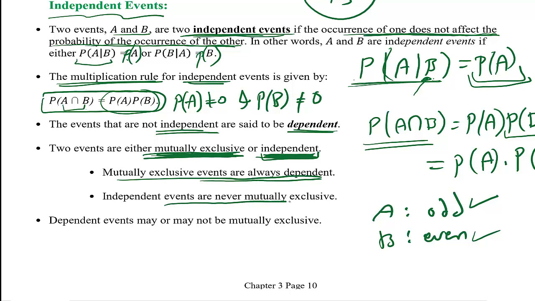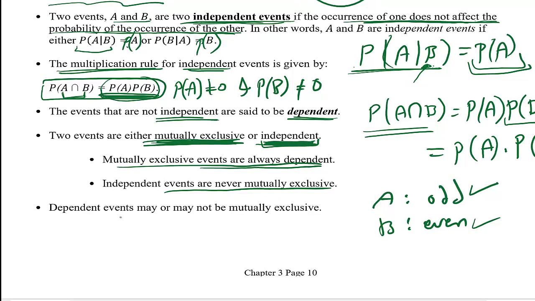Independent events are never mutually exclusive, because the probability of the intersection of independent events is a number which is not zero. That means A intersect B is not phi. So independent events are never mutually exclusive. Dependent events may or may not be mutually exclusive.